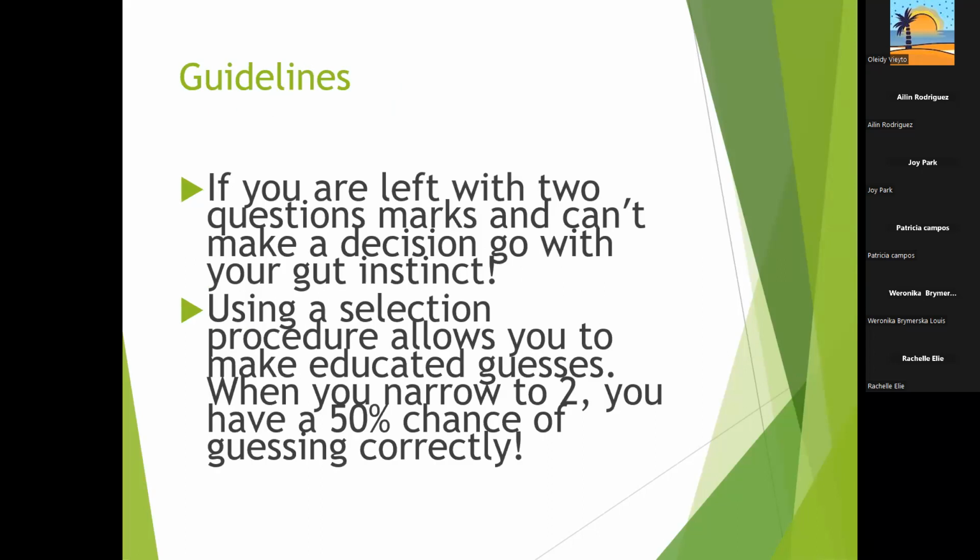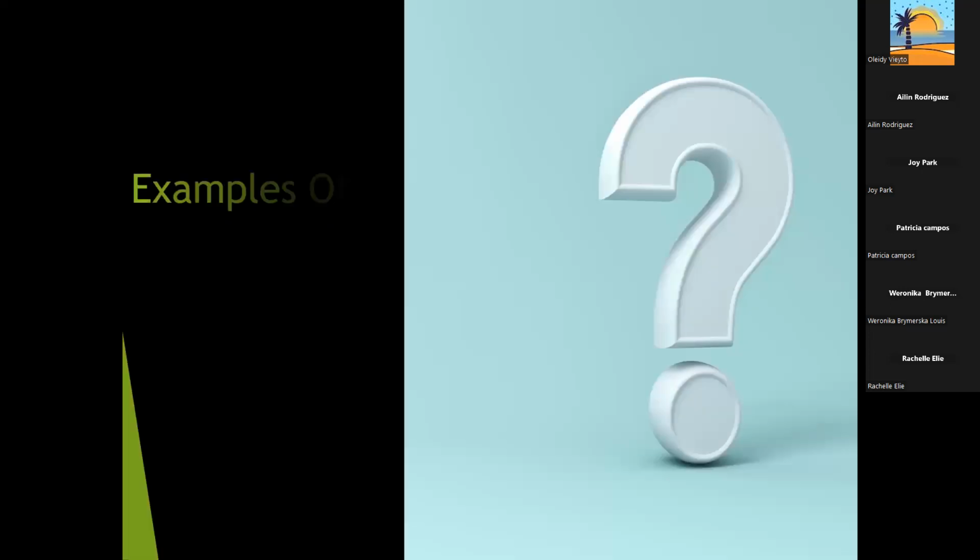Okay. So if you're left with 2 answers and can't make a decision, go with your gut. Okay. Use a selection procedure that allows you to make educated guesses based on the skills that you're learning. Look at the case scenario. Look at the STEM, okay? Because you have that 50-50 chance, okay? Pay attention. Did what I pick answer the question? Did I pick the best one, okay, out of these two that answered the question, okay? And go back and make sure that it did that.